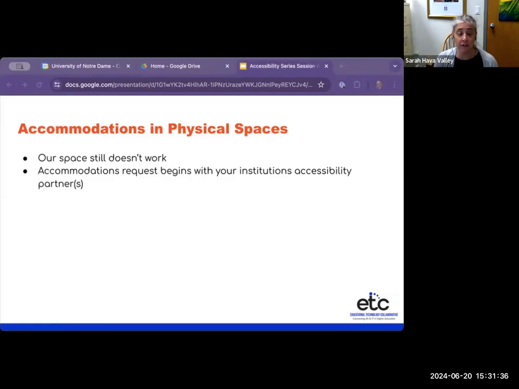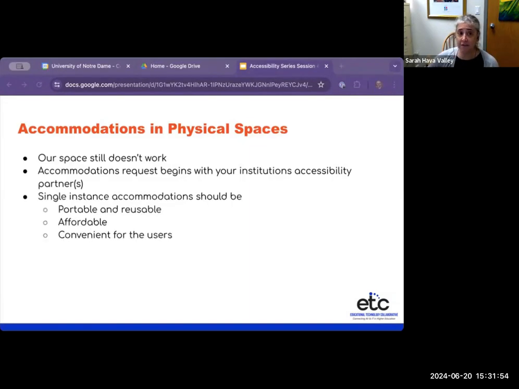So at my university, we have a student center, but then we also have sort of an HR side that is for staff and faculty. So just be aware, as somebody working within this space, you may be reached out to by multiple people, right? And then when you do have to factor in for this single instance accommodation, you want to look for solutions that are basically portable and reusable.